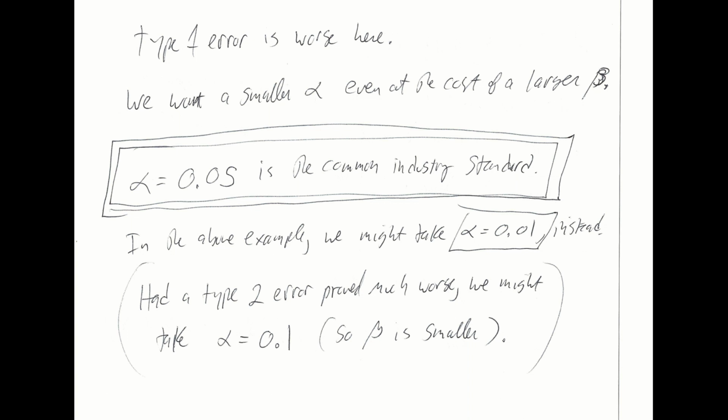So that is the idea. We'll see some of these in homeworks. We'll probably have some of these on our final exam, where we think about a real world situation and we have to decide which type of error we think is worse and what that means for our choice of alpha.